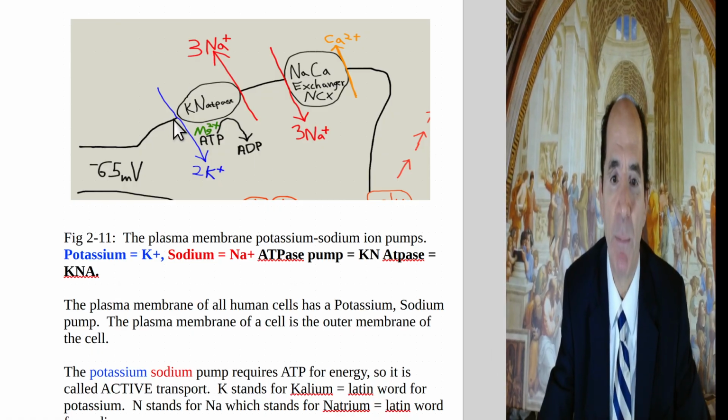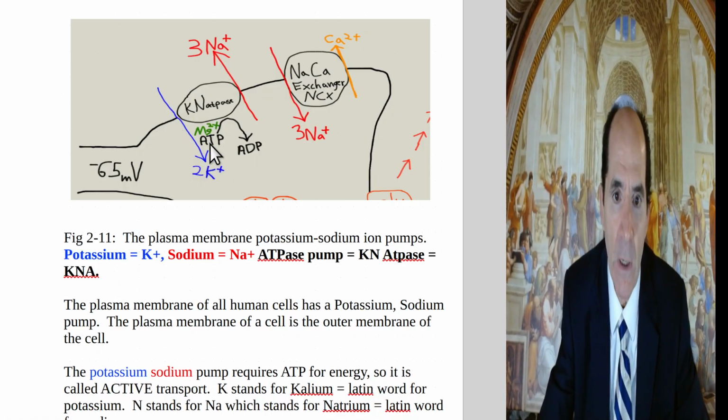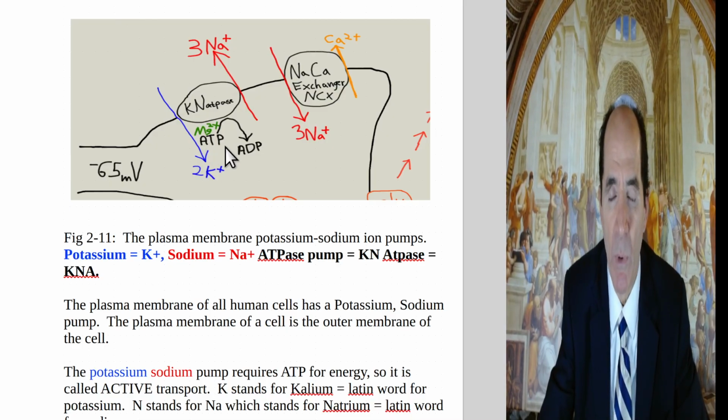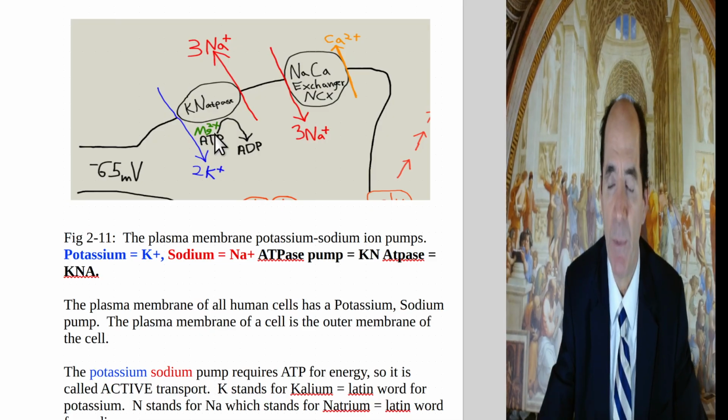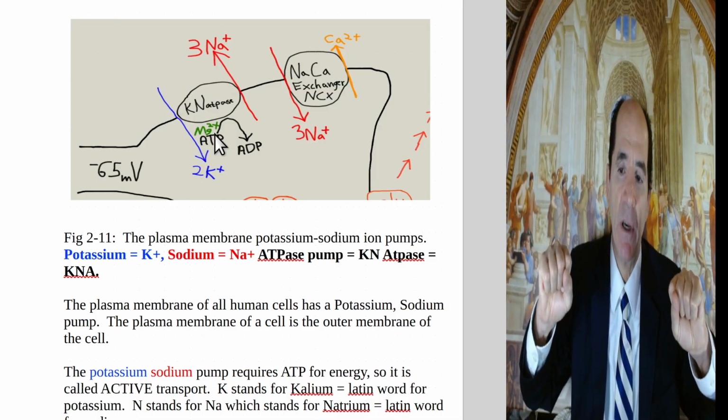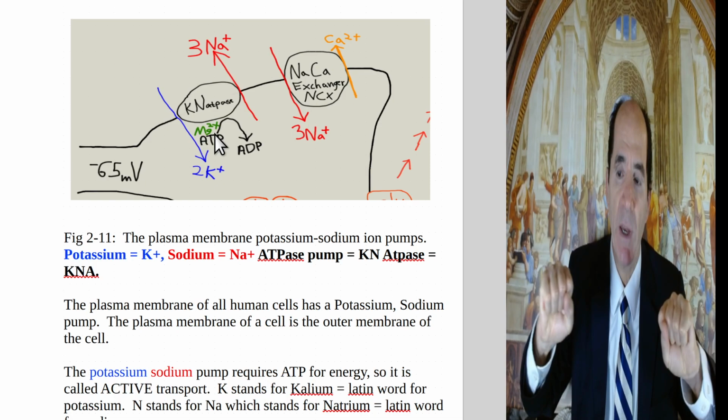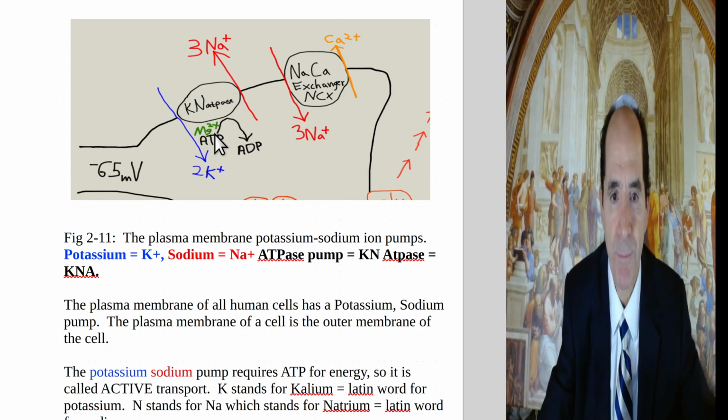So every cell has a plasma membrane sodium-potassium ATP pump. It's called active transport because it requires using up an ATP. You always have to have magnesium when you have an ATP because it hangs on to the outer two phosphates so they don't pull apart prematurely.